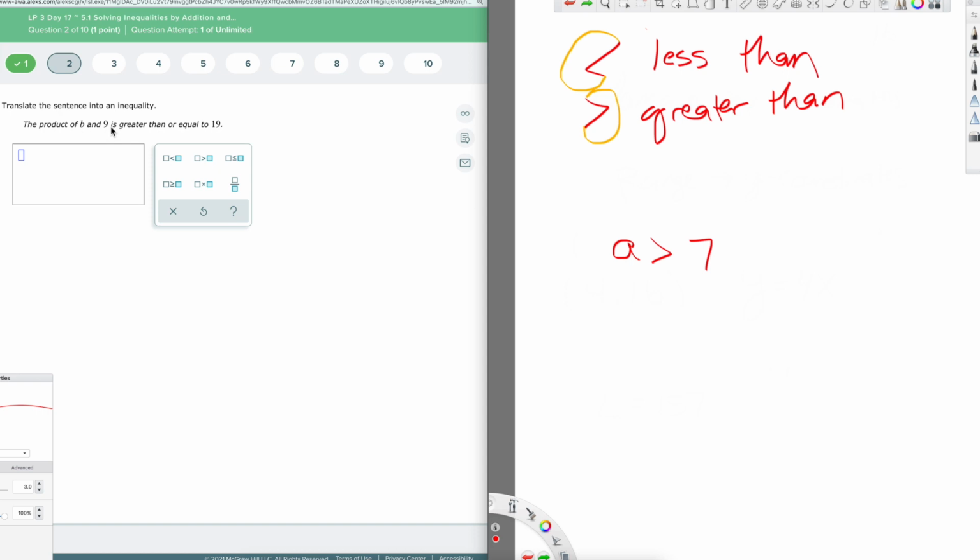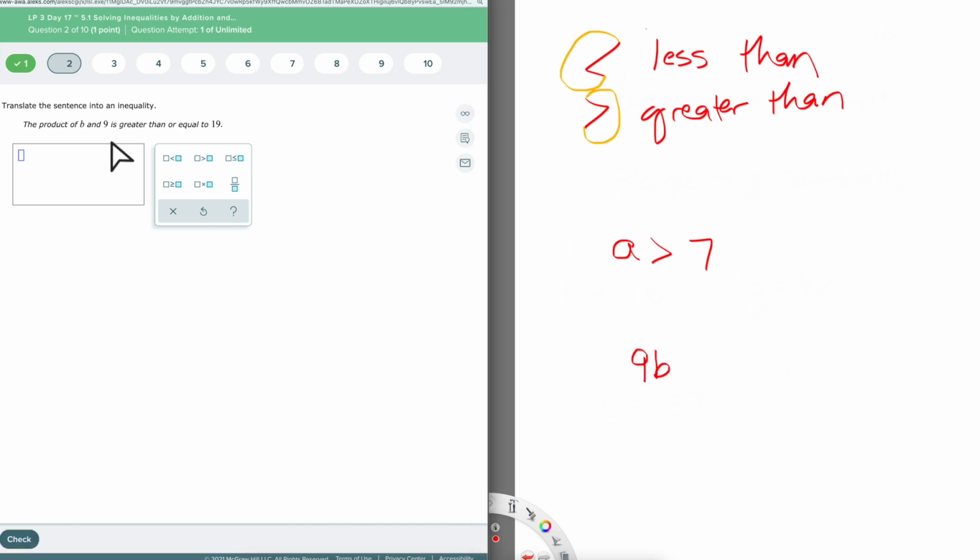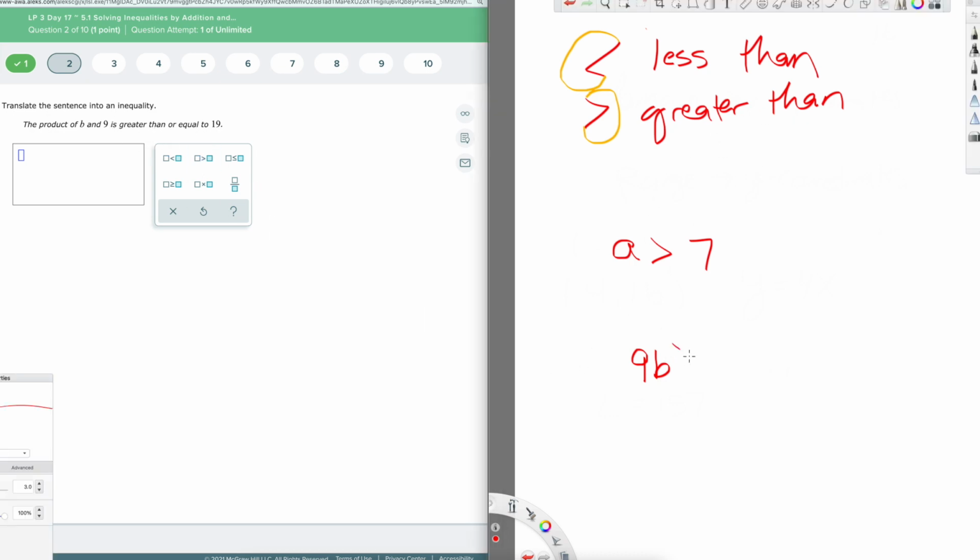So if it says sum of or difference of, those are ones that you definitely want to have some kind of parentheses around because you're going to be adding for sum, you're going to be subtracting for difference. But for these guys, if it's the product of 9 and B, well, that means 9 times B. And I know B came first, but it's proper to put the coefficient, the 9, before the variable. So instead of saying B9, we can say 9B. And is greater than or equal to. So it's greater than or equal to. We need to make sure we put that little sign there. And then 19.